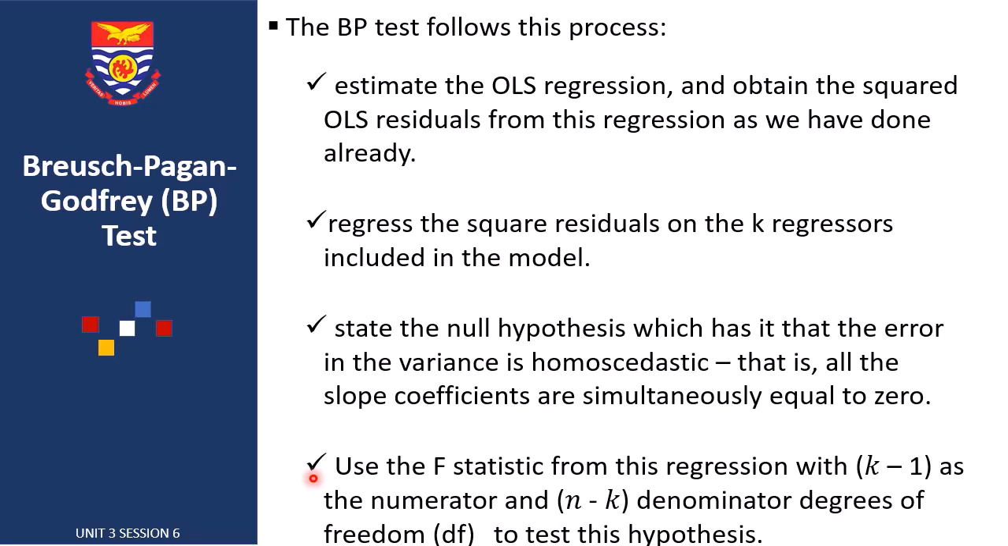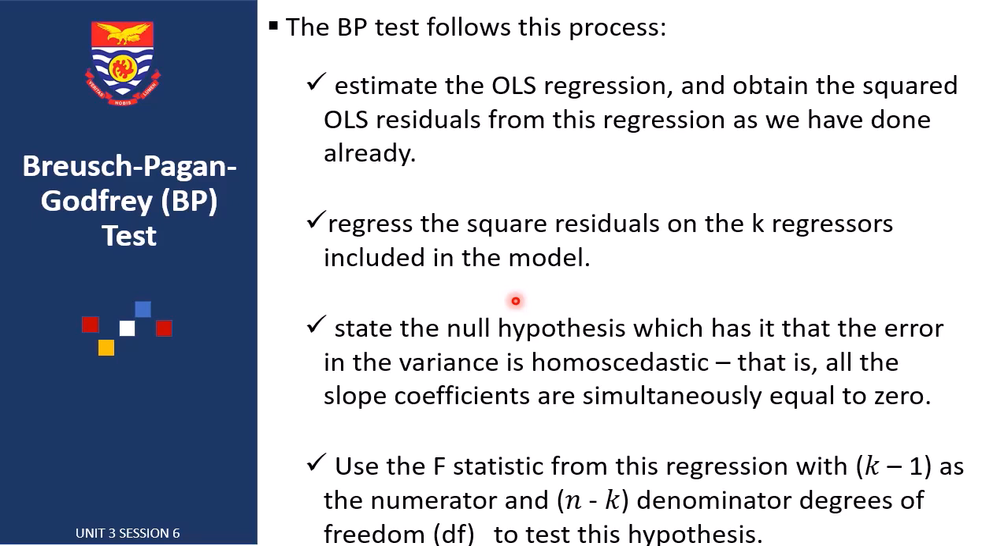The next thing is that we have to regress the squared residuals on the last regressor term which we include in the model. And then we have to state the null hypothesis, which in this case is that the error variance is homoscedastic. It means there is equal variance in the error term or the residuals. So the null hypothesis is that all the slope coefficients are simultaneously equal to 0, so there are no variations, or the variations are constant.